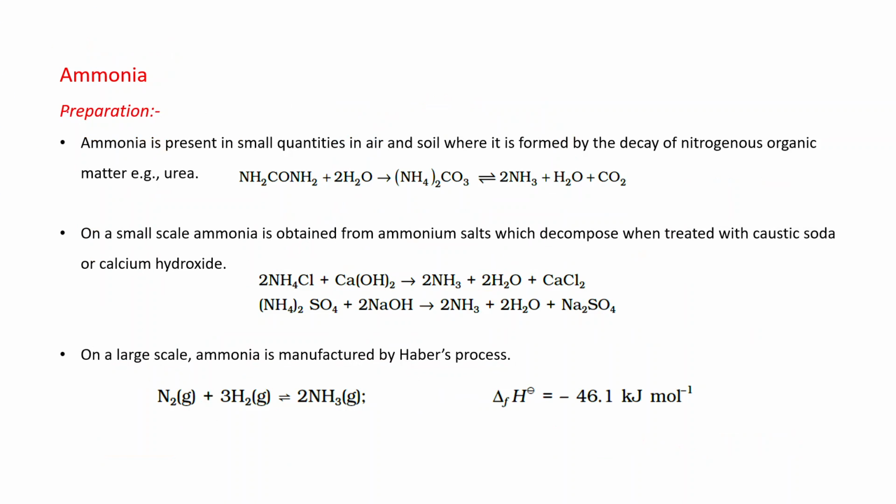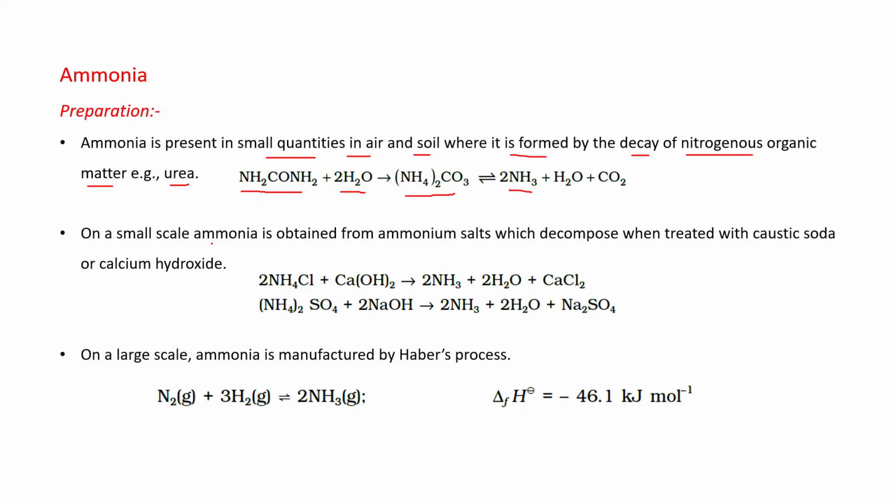Ammonia. How can we prepare it? Ammonia is present in small quantities in air and soil, where it is formed by the decay of nitrogenous organic matter, for example urea. The formula of urea is NH2CONH2. When it reacts with water, it forms ammonium carbonate, which decomposes to give ammonia.